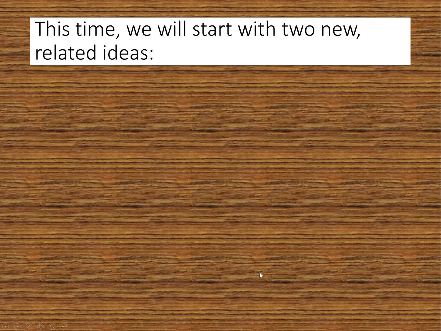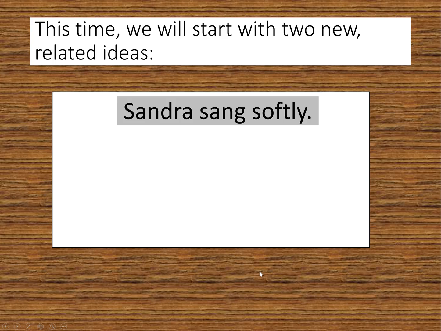So let's start with 2 new related ideas here. So maybe I start off with saying Sandra sang softly. All right, let's look at the parts of speech. Sandra is a noun. To be more specific, it's a proper noun, right, because it's a specific name. Sang is a verb. Softly is an adverb. So I haven't mentioned adverbs yet.